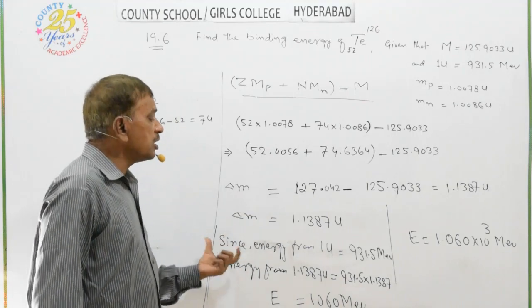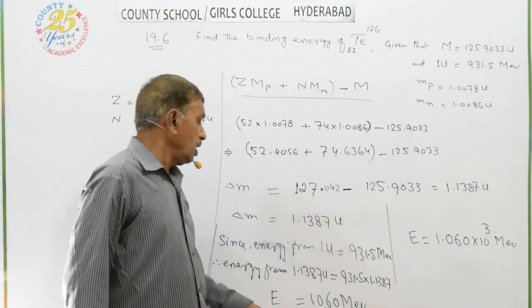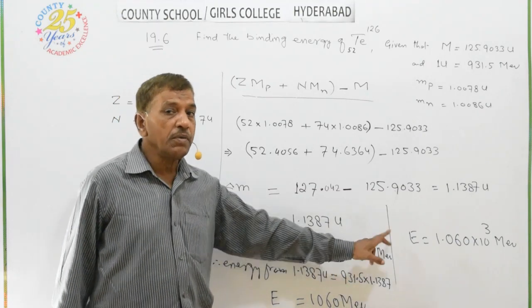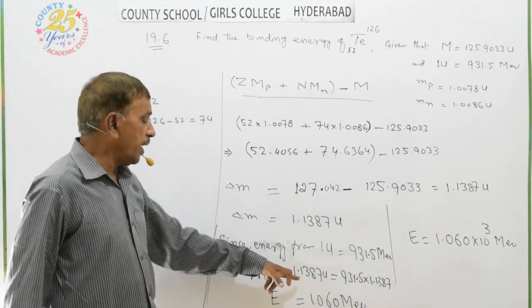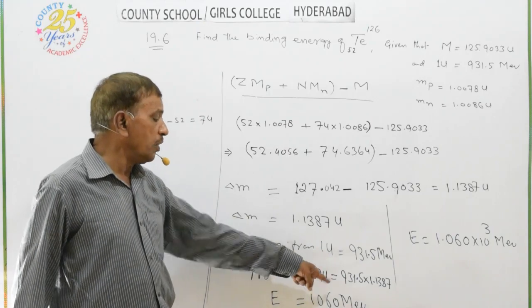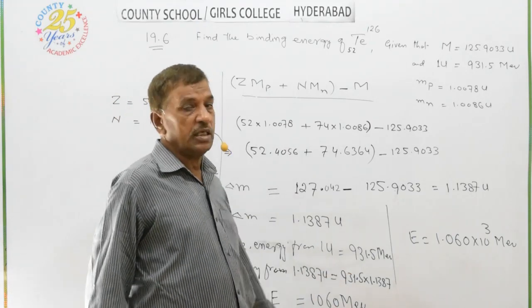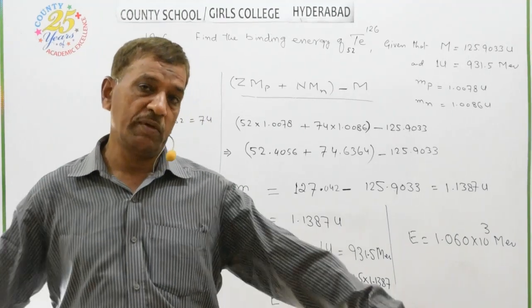Then how much energy is obtained from this mass? We know that 1 U gives 931.5 MeV, so 1.1387 U will give this amount of energy. So that is known as the binding energy of tellurium. Thank you very much.